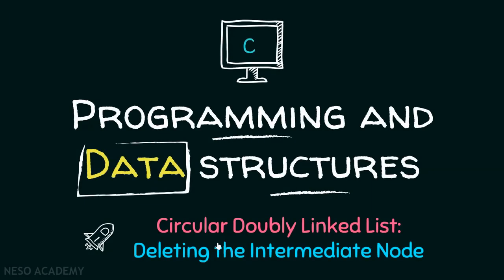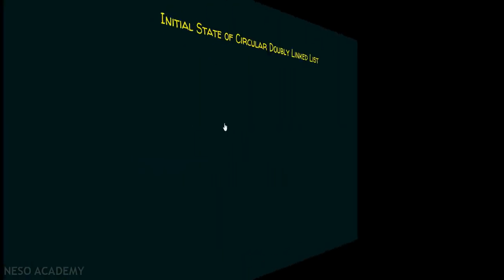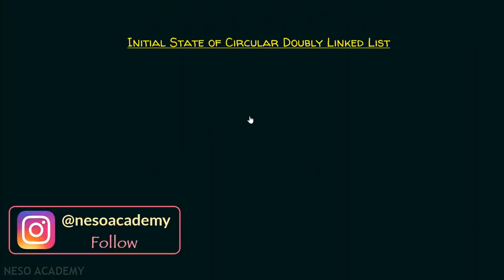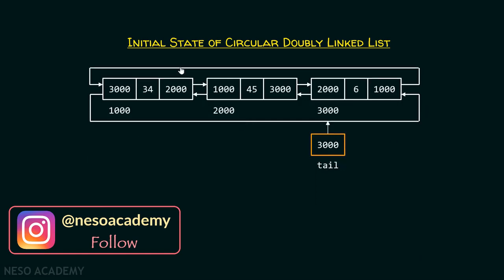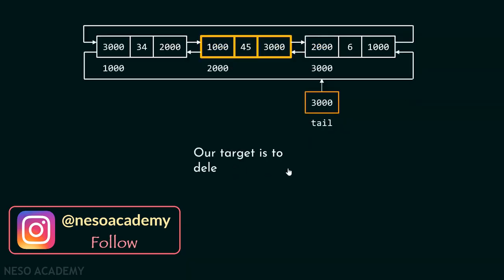In this presentation, we will learn how to delete the intermediate node of circular doubly linked list. So let's get started. Now let me show the initial state of circular doubly linked list. This is how it looks like. We have 3 nodes in circular doubly linked list and tail pointer is currently pointing to the last node of this list. Okay. Our target is to delete the node at position 2.